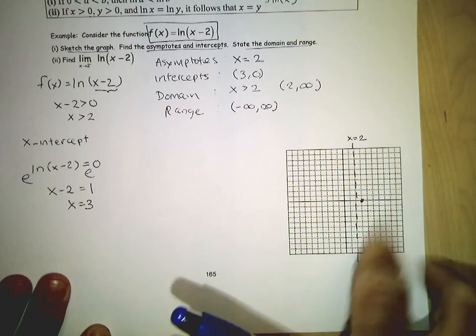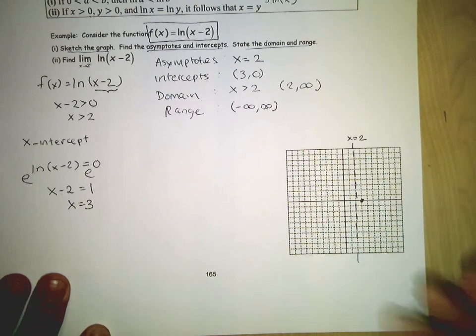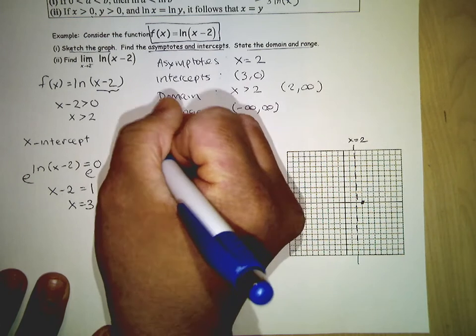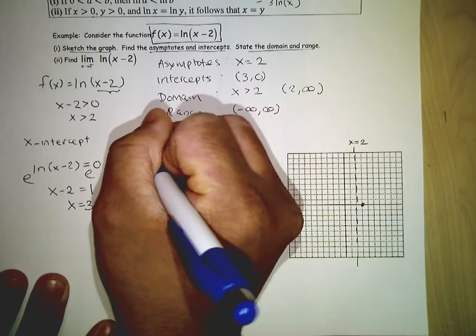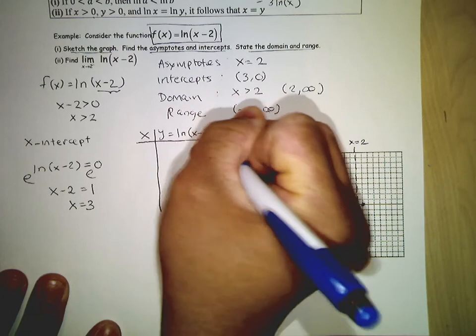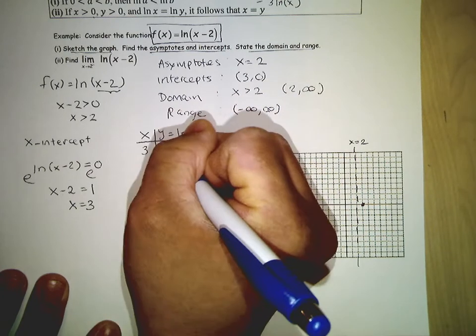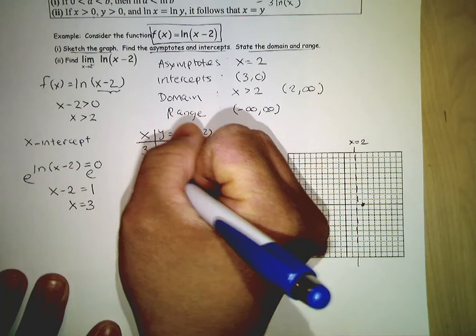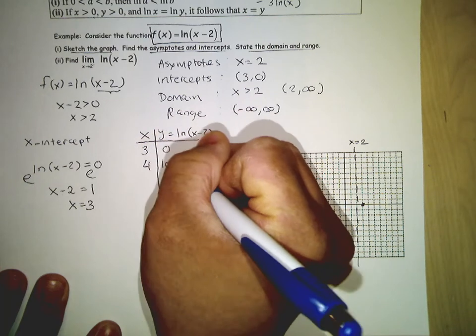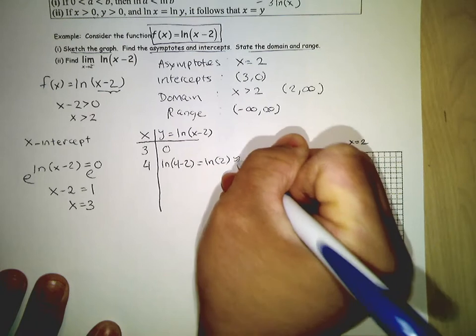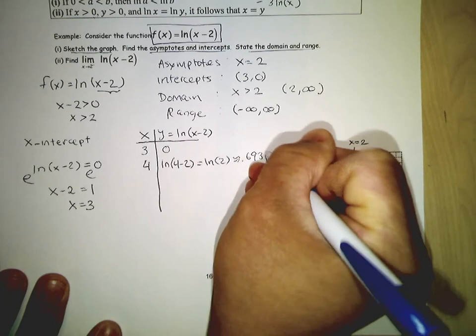All right, so now if you're not sure what to do, you can substitute some numbers into a table to figure out what the graph would hopefully look like. So if we have 3, we got 0. Let's go for 4. Natural log of 4 minus 2 is natural log of 2, and that's about 0.6931.